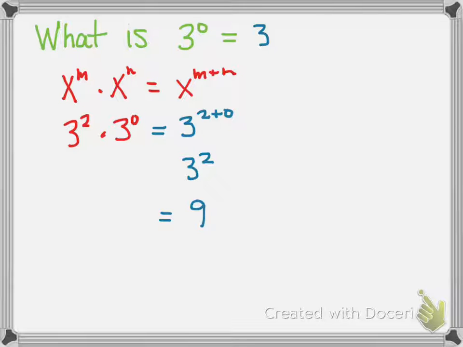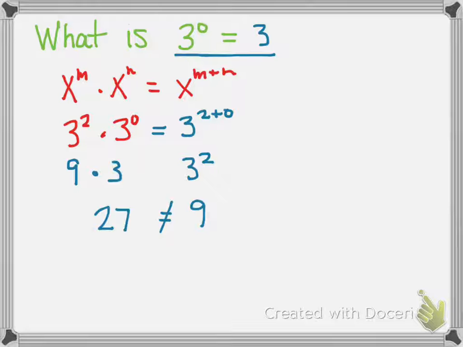On the left side, let's take a look. We'd have 3 squared, that's 9, times, and remember this time we said 3 to the 0 equals 3, so 3 to the 0 becomes a 3, and then 9 times 3 is 27. So 27 equals 9 obviously is not correct either, so it can't equal 3.